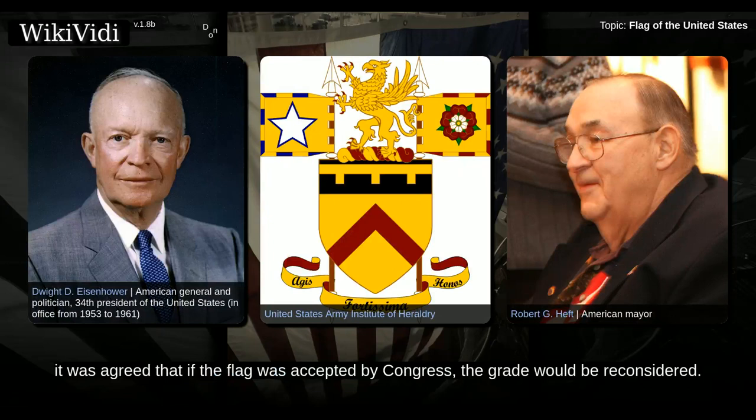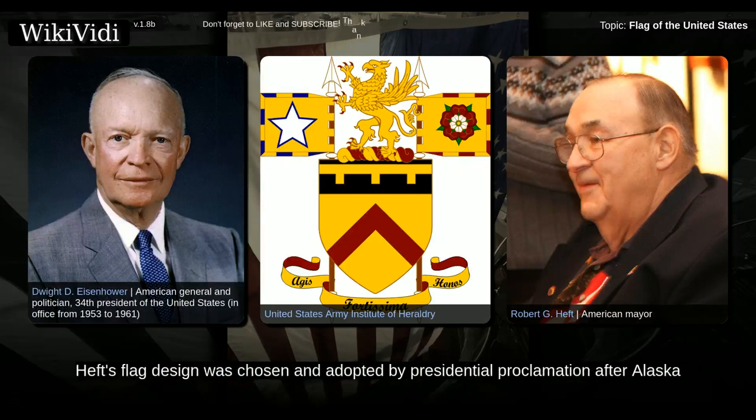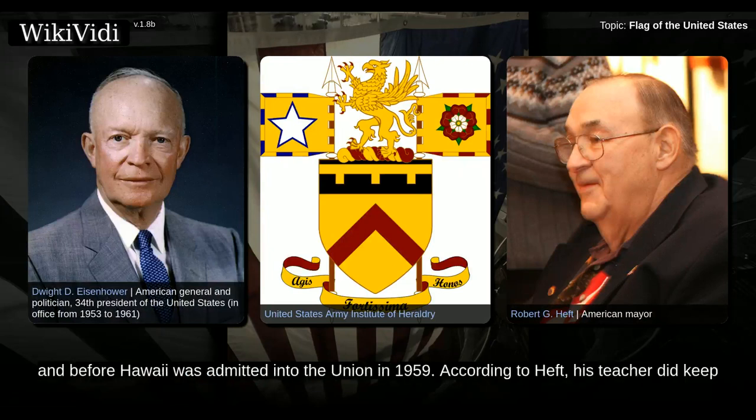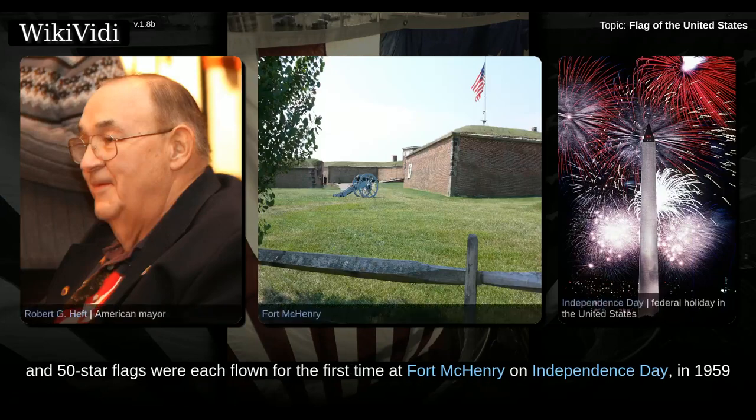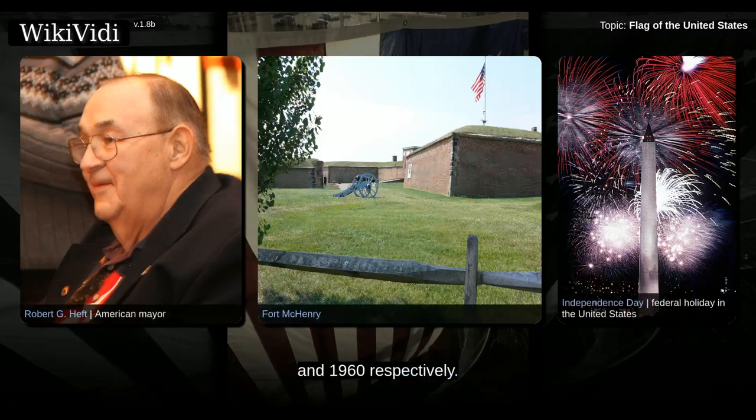Heft's flag design was chosen and adopted by presidential proclamation after Alaska and before Hawaii was admitted into the Union in 1959. According to Heft, his teacher did keep to their agreement and changed his grade to an A for the project. The 49 and 50 star flags were each flown for the first time at Fort McHenry on Independence Day in 1959 and 1960 respectively.